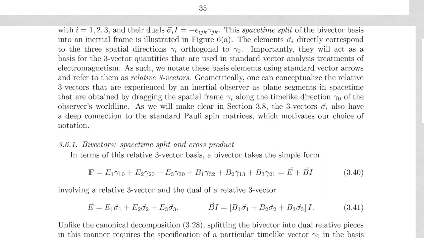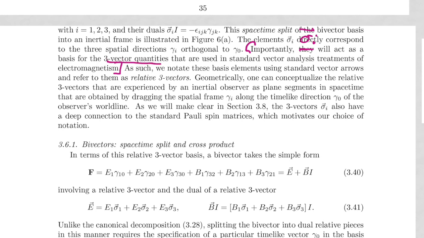So importantly, sigma I will act as a basis for the 3 vector quantities that are used in standard vector analysis treatment of electromagnetism. Okay, so if I just took that sentence in isolation, I'm thinking, wow, okay.